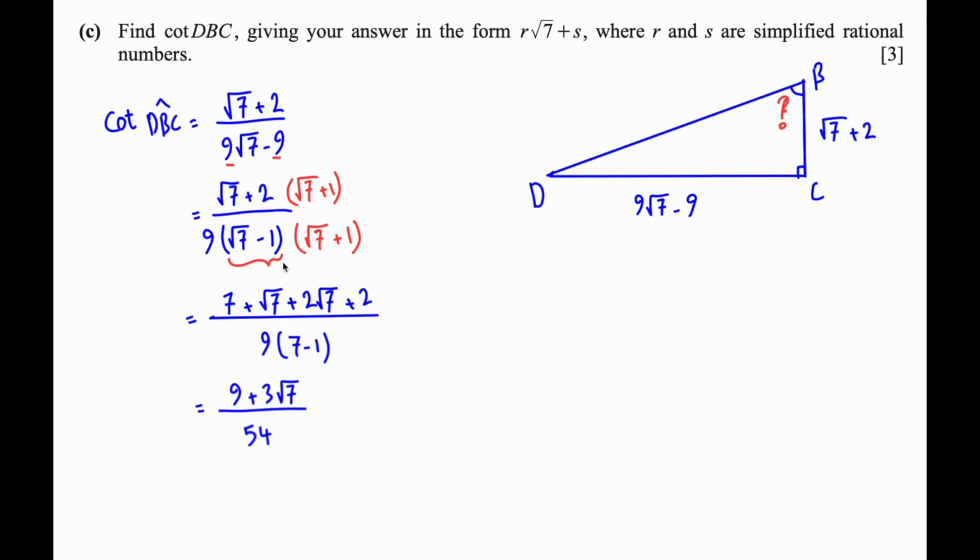So as a result, in the denominator, I can use difference of squares. So basically, I get square root of 7 squared, which is 7, minus 1 squared, which is 1. After tidying up the numerator and the denominator, which is 9 times 6, I get 54. Over here, I get 9 plus 3 square root of 7. You could continue by writing as 9 over 54 plus 3 over 54 square root of 7, which is 1 over 6 plus 1 over 18 square root of 7. And that is the final answer.